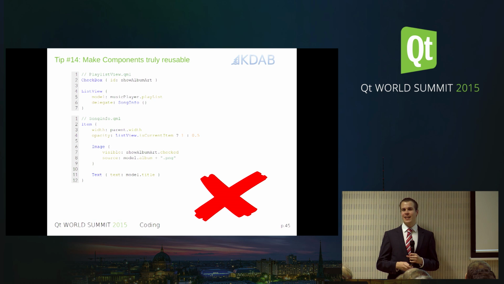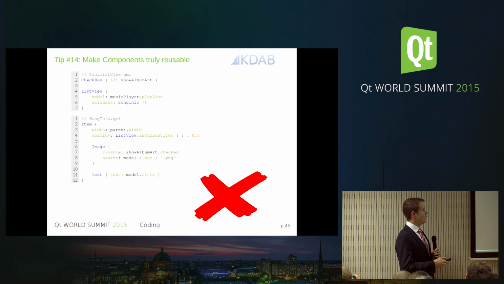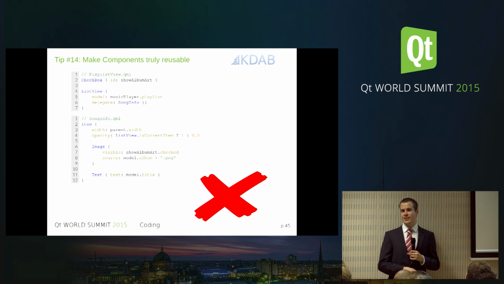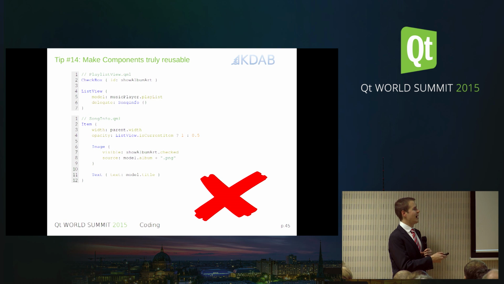There's talk about adding a strict mode to QML that limits certain things like accessing undefined properties and so on. And the strict mode would also disallow that. But so far, the strict mode hasn't happened. So yes, this makes it only possible to use our song info in context where they actually have a show album art ID in the parent context somewhere.